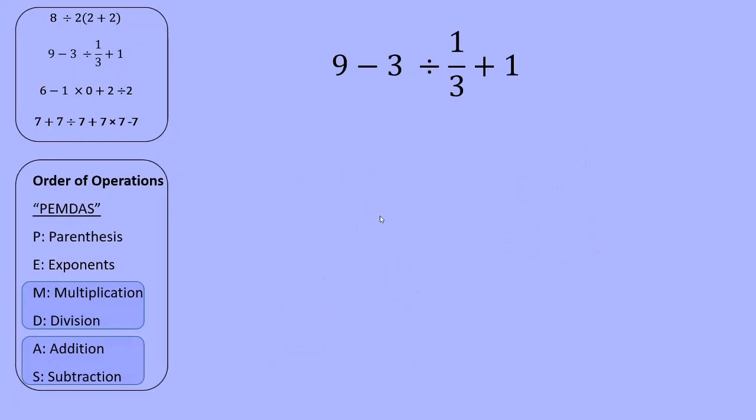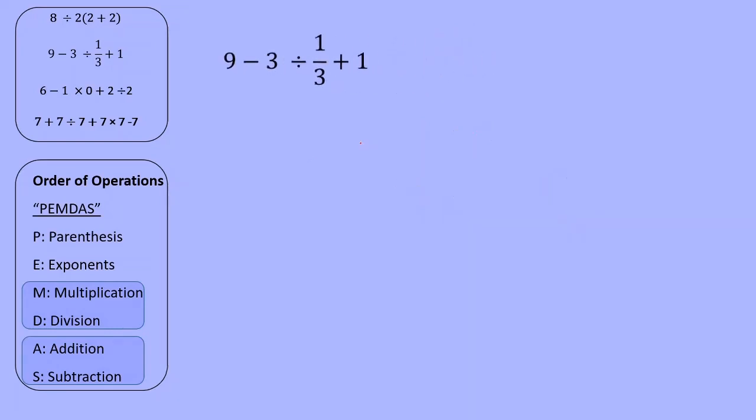So then once we have that solved, then it's fairly straightforward. So this becomes 9 minus 9 plus 1. Minus and plus are at the same level. So now we're just going to go left to right. 9 minus 9 is 0. And 0 plus 1 gets us 1.